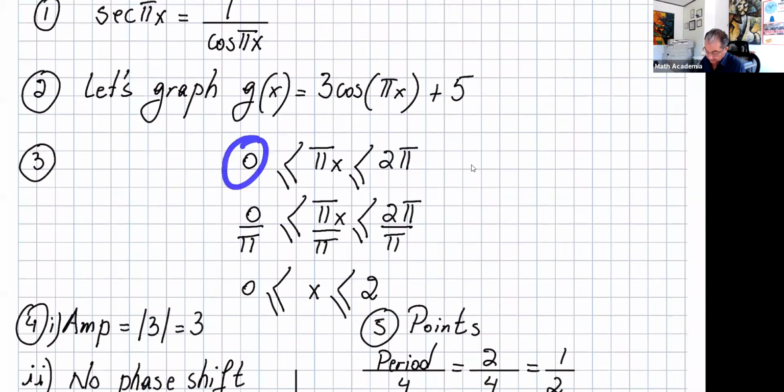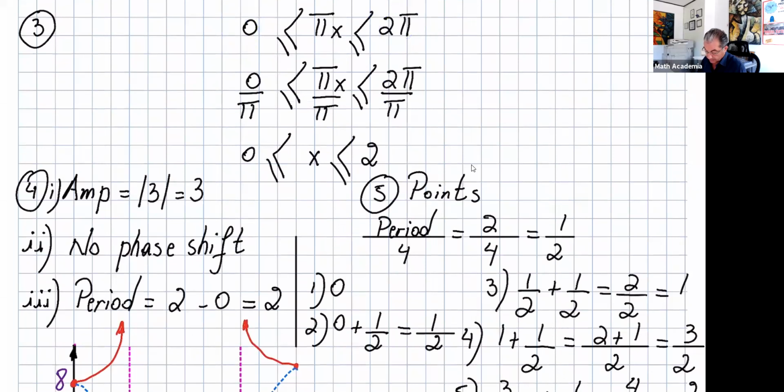Cosine, we know the period is between 0 and 2 pi. So take the angle, put it between 0 and 2 pi, isolate x by dividing all three sides by pi. What we're doing, we're solving this compound inequality, that means having x in the middle. So we get 0, x, and 2.